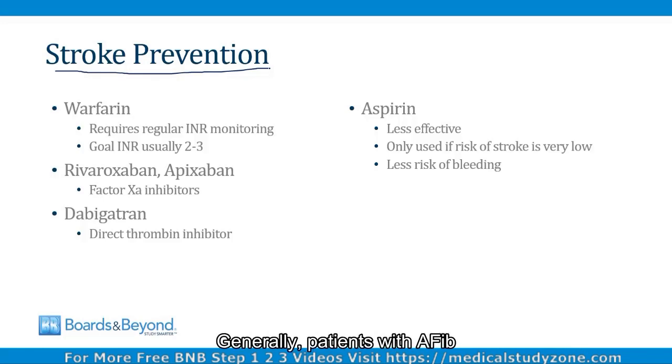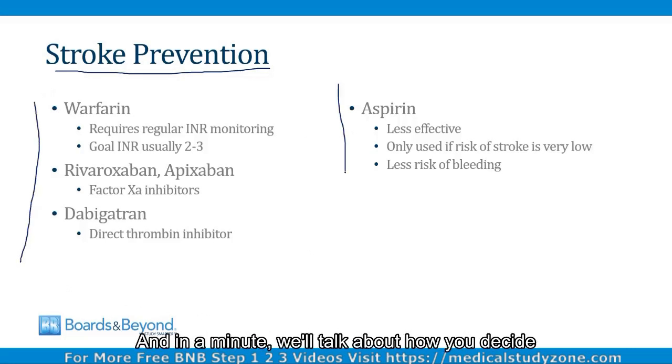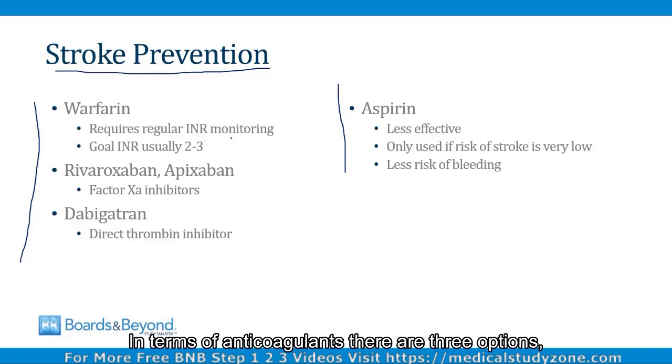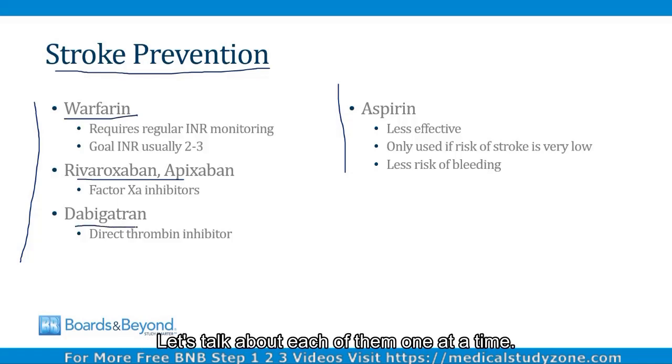Generally, patients with AFib are either prescribed an anticoagulant, which is one of these drugs on the left side of the screen, or aspirin, and in a minute, we'll talk about how you decide which type of drug to give to the patient. In terms of anticoagulants, there are three options: warfarin, rivaroxaban and apixaban, and dabigatran. Let's talk about each of them one at a time.